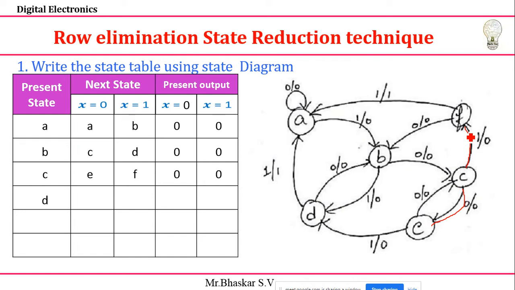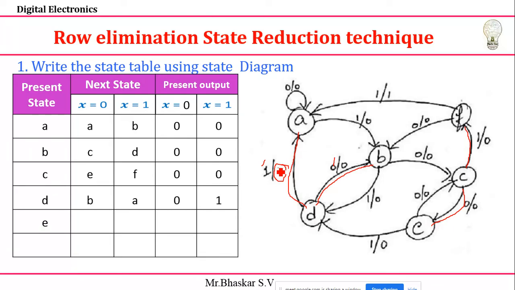I'll take my D state, x is equal to 0. So it will move to B here. When it is 0 and A, this is a very important thing, it is moving to A. So I'll take B and A. Carefully see that here the output is 1 in the second case, so that's why 0 and 1.